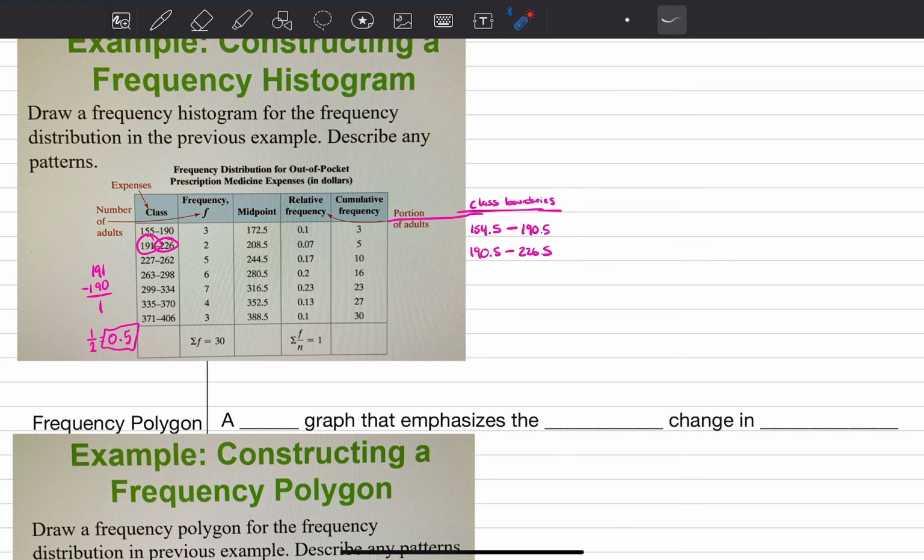So go ahead and do that for the rest of the classes. Find the rest of the class boundaries. Should be pretty simple, but get some practice with it.